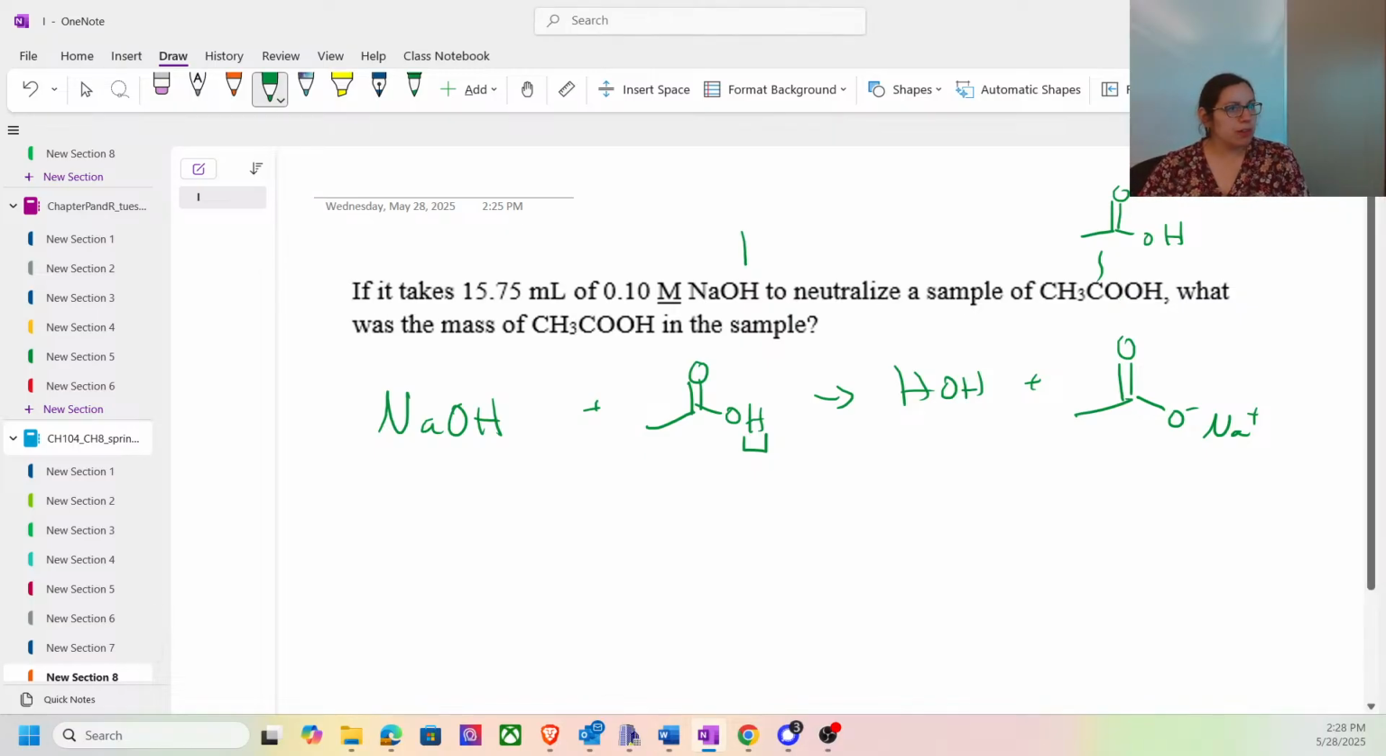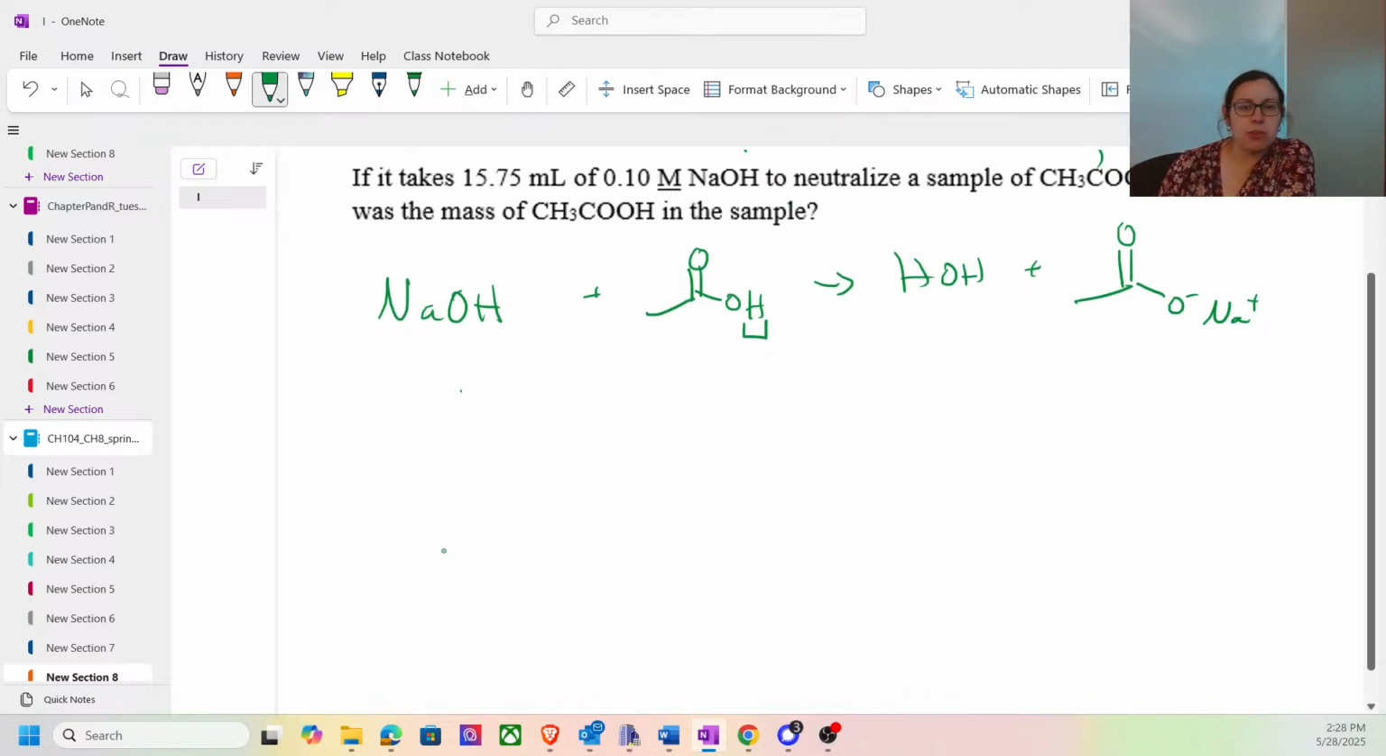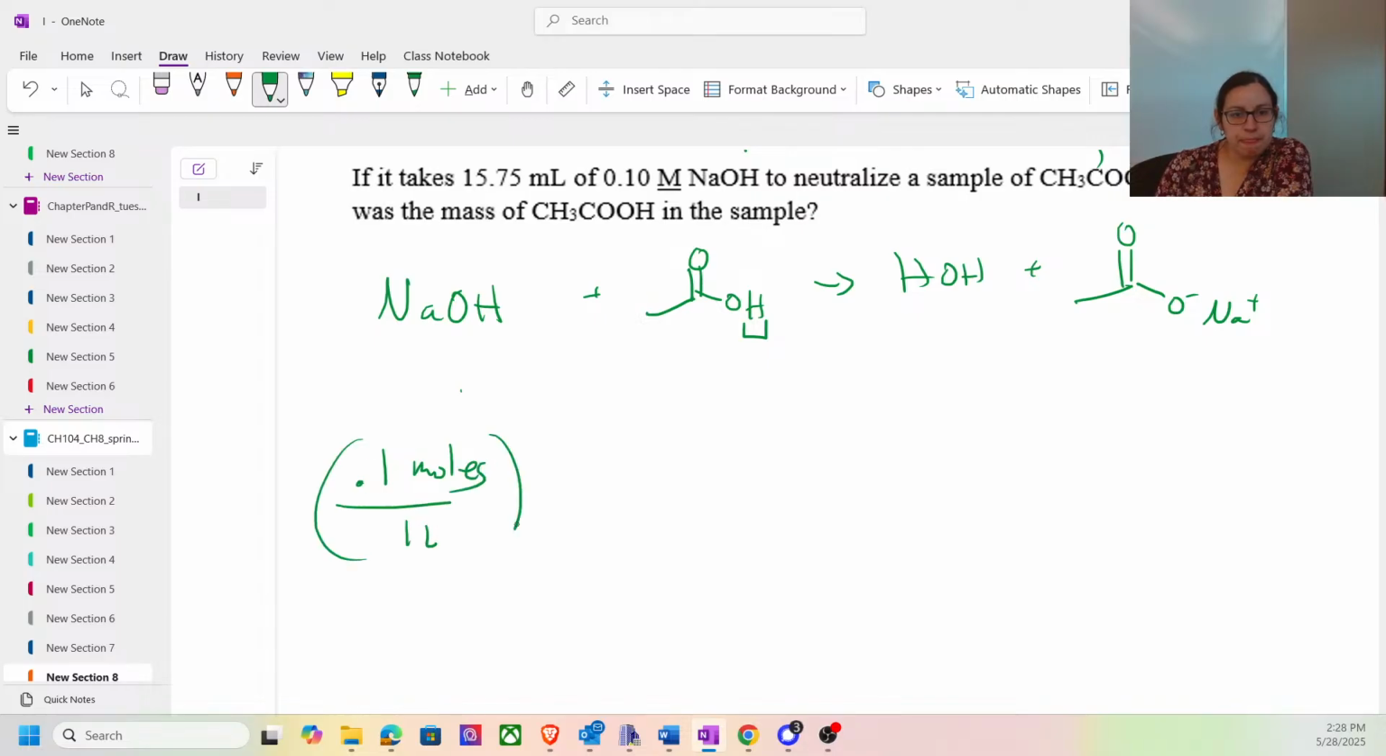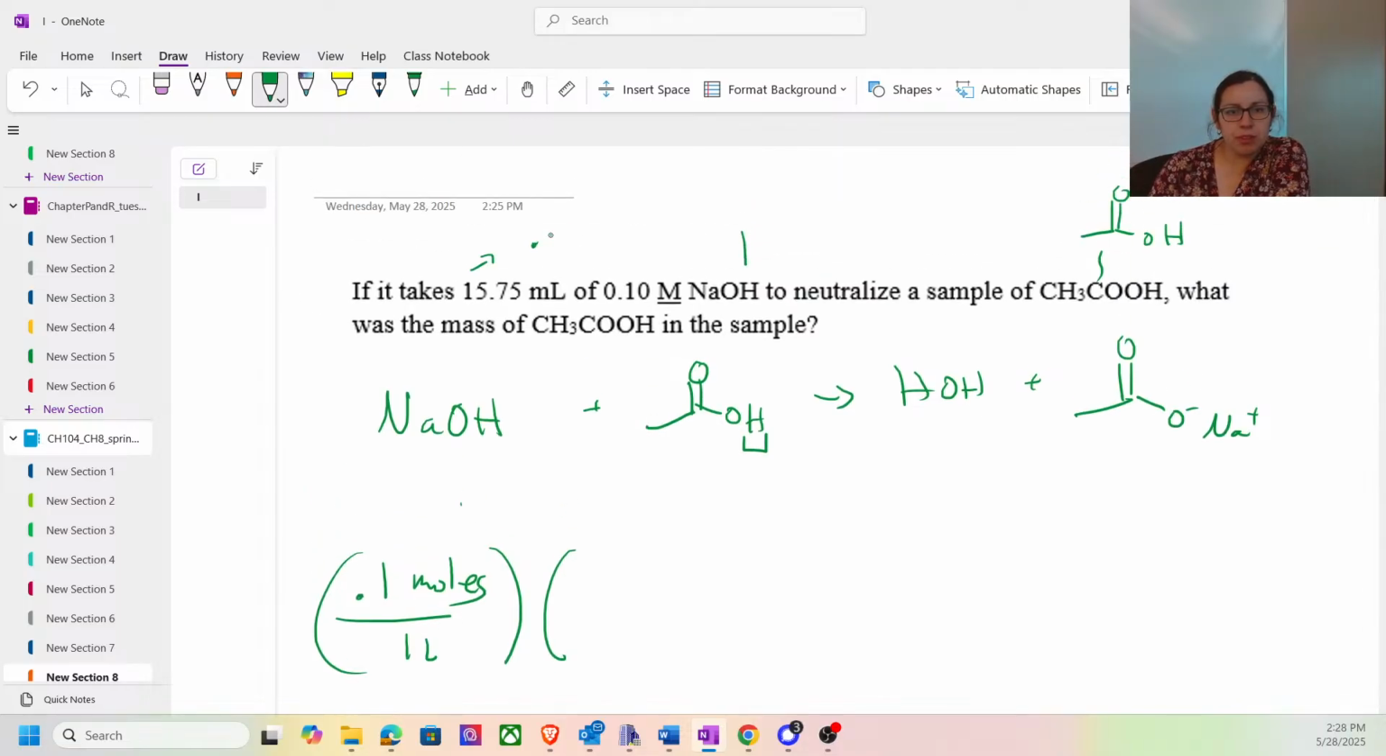And so now we just want to use our molarity definition and dimensional analysis to convert this to moles. So again, I'm just going to rewrite our molarity. So 0.1 molarity is moles per liter. And then they tell us it takes 15 milliliters, so I would convert this to liters, right? So 0.01575 liters of NaOH. So now we want to find moles.